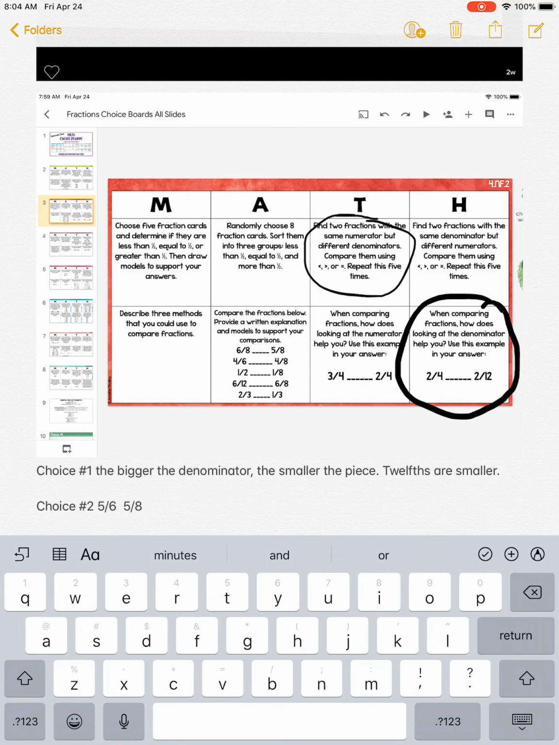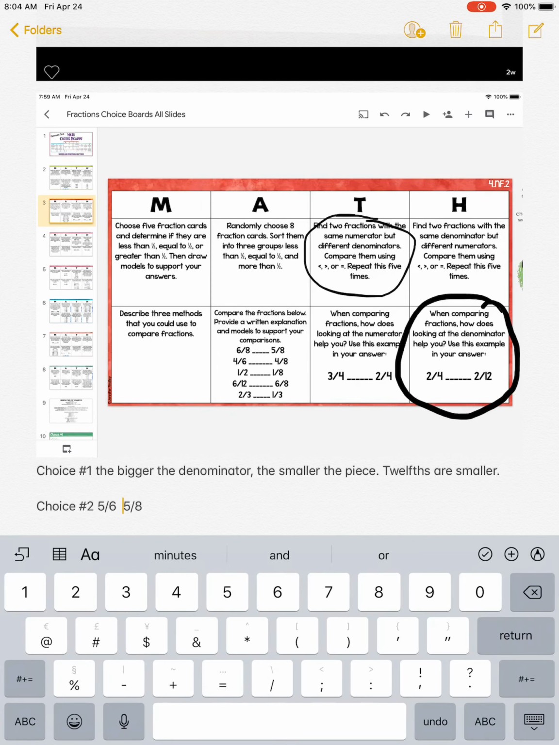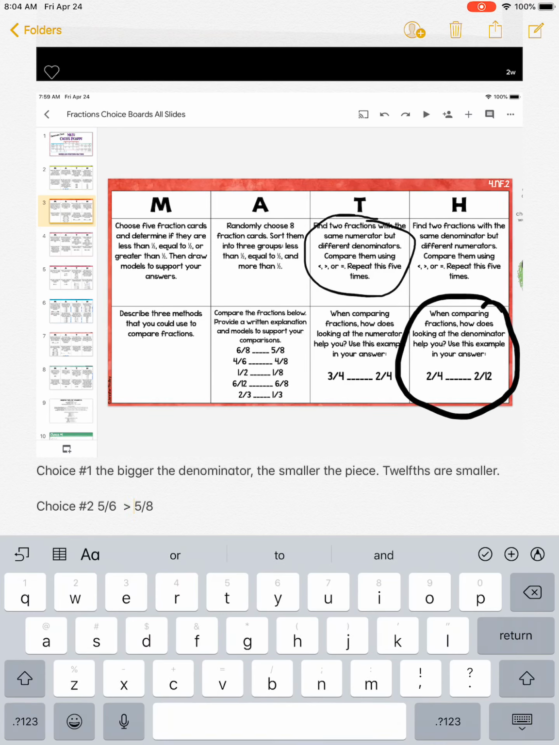So if they have the same numerator, we can compare the denominator. And this kind of goes with choice 1. So remember, the bigger the denominator, the smaller the piece. So 5/6, 6 is the smaller denominator. 8 is a larger denominator. So that means 5/8 is less than 5/6. So we want to type in 5/6 is greater than 5/8, like that.